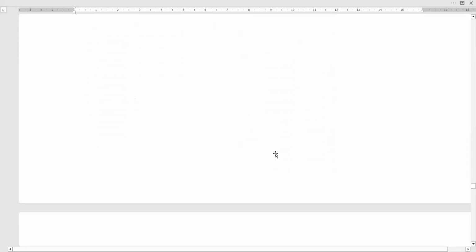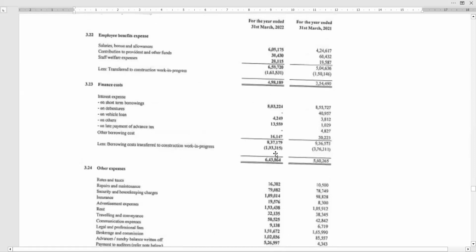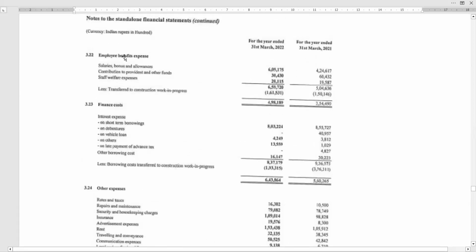Okay. Now coming to next schedule. You see here employee benefits expense. We have discussed this. Various aspects have to be shown here. And here again you see less transfer to construction work in progress. That means total employee cost of 6 lakh 59, 1 lakh 61 is shifted to work in progress. Okay, that is why it is reduced, and 4 lakh 98 only is taken to P&L.